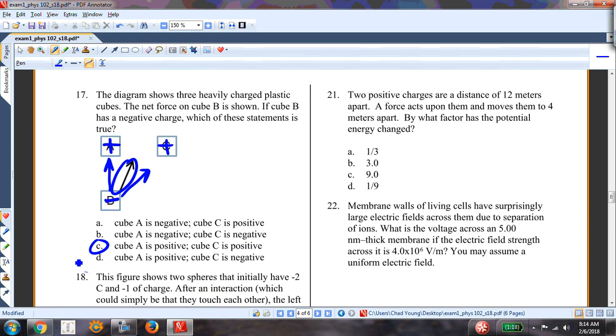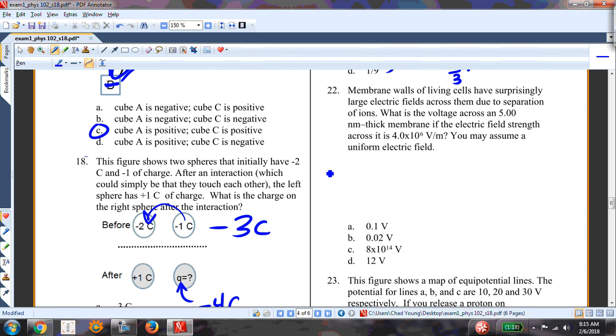Two positive charges are a distance of 12 meters apart. A force acts upon them and moves them to 4 meters apart. By what factor has the potential energy changed? Well, potential energy, remember, is kQQ over r. So if I move them from 12 to 4 meters, that means that I've decreased r by a factor of 3. That means this has increased by a factor of 3. So 21 is B.